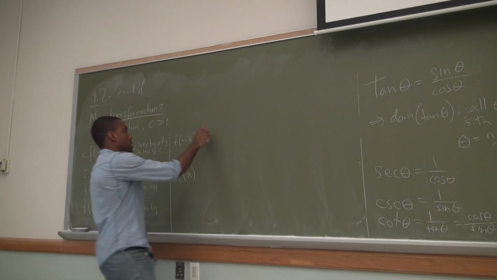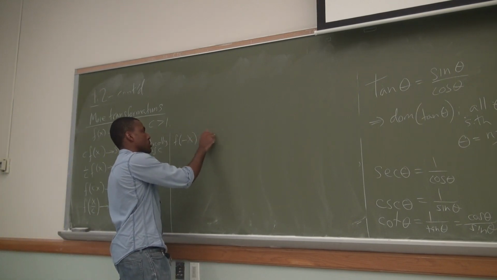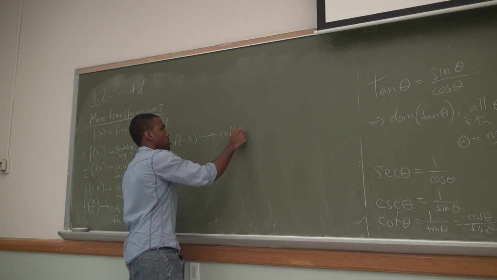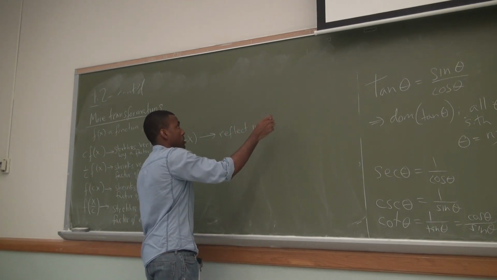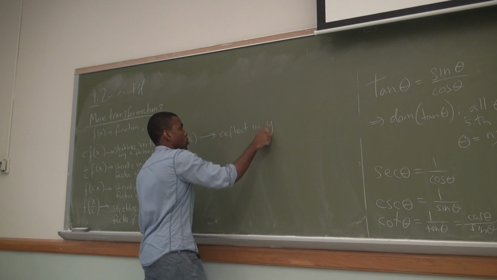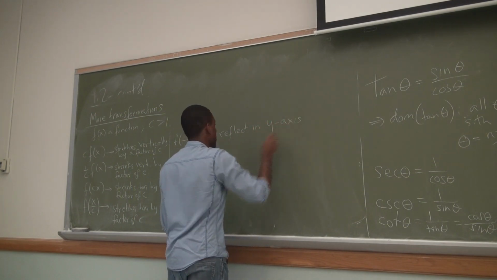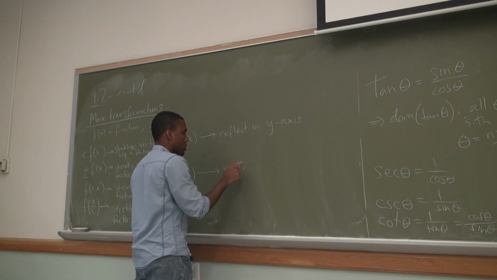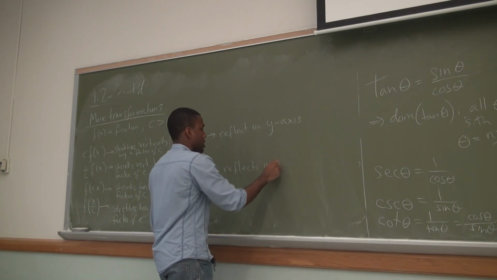This one, what does this do? Reflects on the x-axis. In which axis? The y-axis. The y-axis. This one, x, reflects in the x-axis.